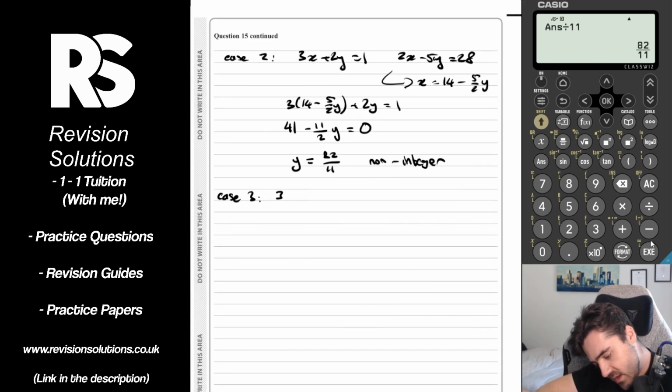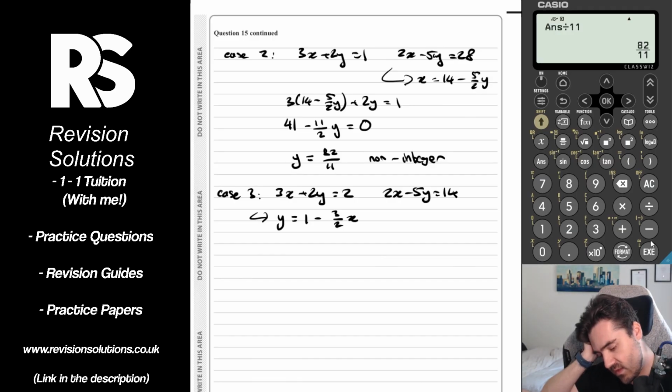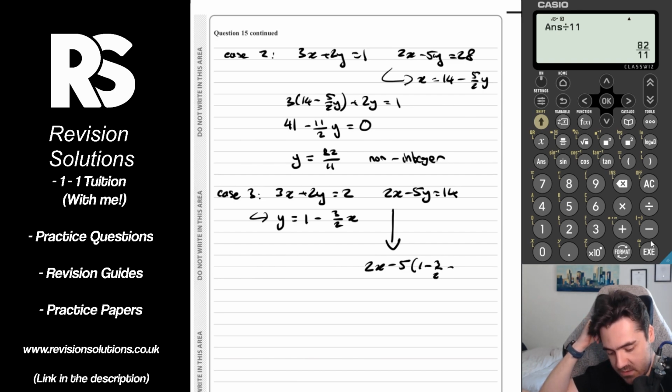So we'll have 3x plus 2y equals 2, 2x minus 5y equals 14. Solving this one, I'm going to choose to rearrange this equation for y. So y would equal 1 minus 3 over 2x. Plugging that in the other side, we would get 2x minus 5 times 1 minus 3 over 2x equals 14.